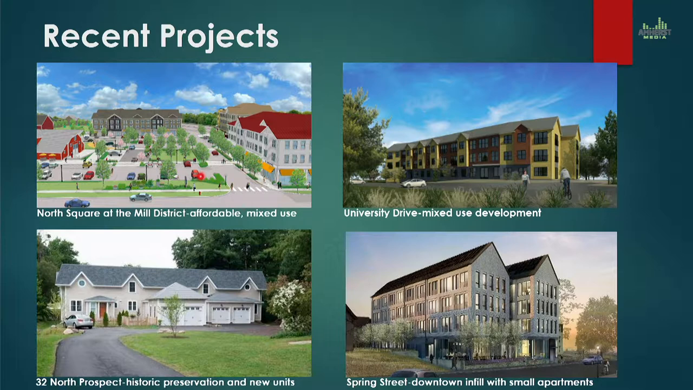It also has 22,000 square feet of commercial and retail space. There's a mixed-use project currently going up on University Drive, and it will have 36 apartments and 4 affordable units. Here's a project that's already been completed. It's on North Prospect Street, and it was the reuse of the old Hastings family property, which has a beautiful historic building on the frontage, and then 4 townhouses were built behind. And then we have a new building that's being proposed on Spring Street, and this has been approved by the Planning Board. It's going to have 58 units of market rate housing.